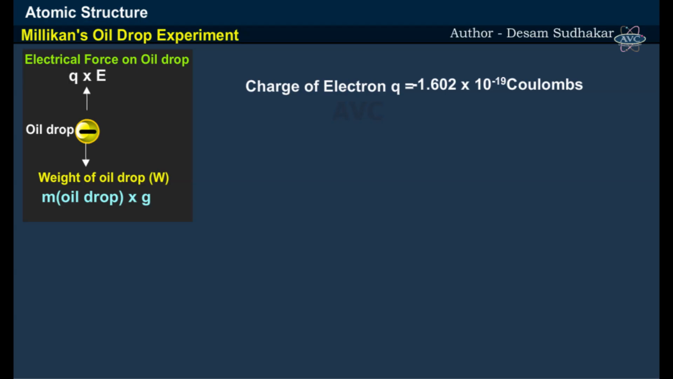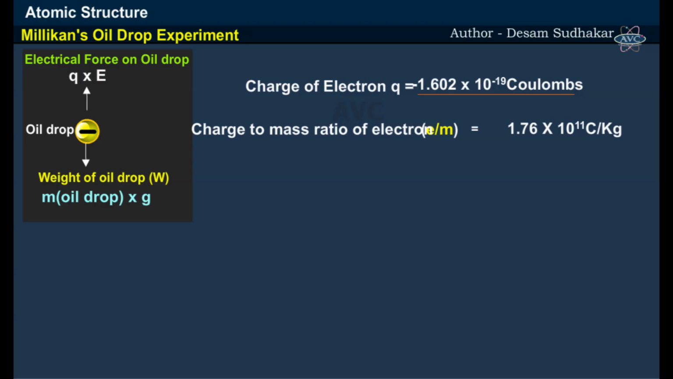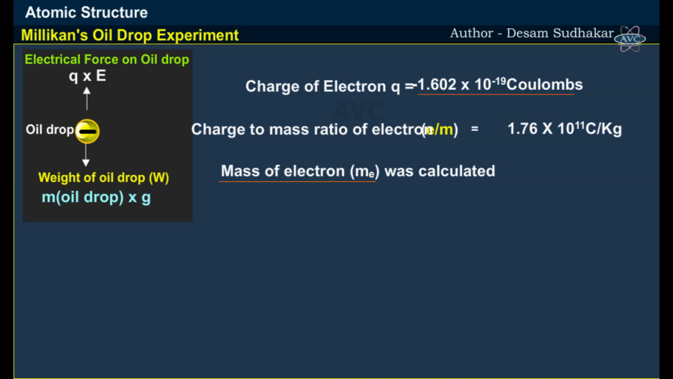Using the charge of electron value of minus 1.602 times 10 to the power of minus 19 coulombs and J.J. Thomson's charge to mass ratio of electron, that is e by m value of 1.76 times 10 to the power of 11 coulombs per kg, Millikan calculated the mass of the electron.